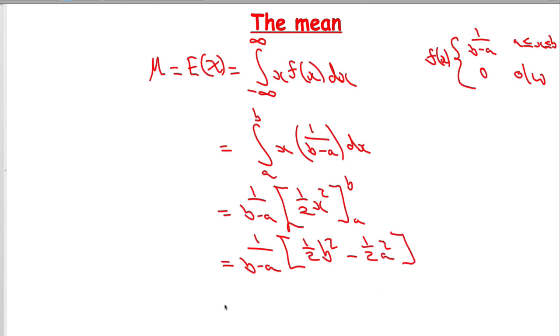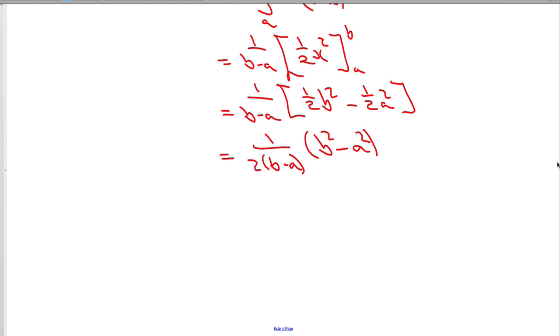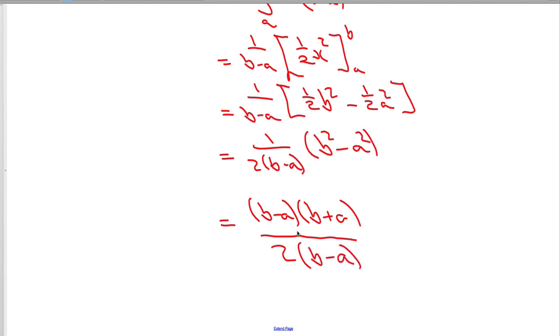And I'm going to factor out this half. So I get 1 over 2 times b minus a into b squared minus a squared. Let's just scroll down a little bit. Now, b squared minus a squared we should recognize as the difference of two squares. So essentially what I have is b minus a times b plus a all over 2 times b minus a. And what we can do is cancel out the b minus a above and below.